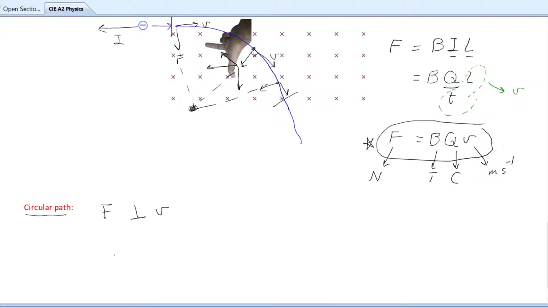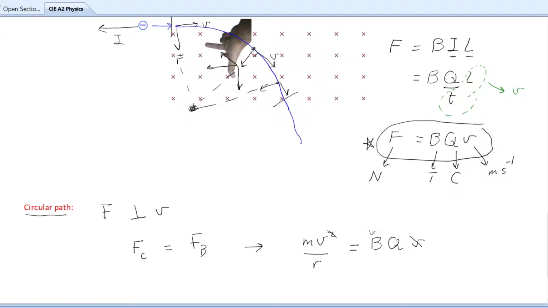But he can say, can you calculate the radius of this circular path? Or if you have the radius, can you calculate the charge of this moving particle? Yes, you can. You can just equate the centripetal force with the magnetic force. So the centripetal force is equal to mv squared over r, and the magnetic force is equal to Bqv. So you can cancel out the square with the v.